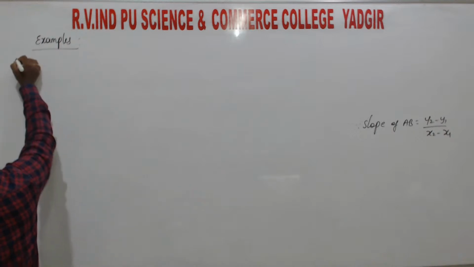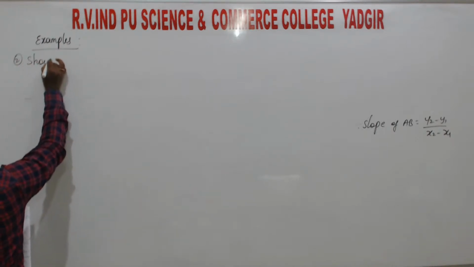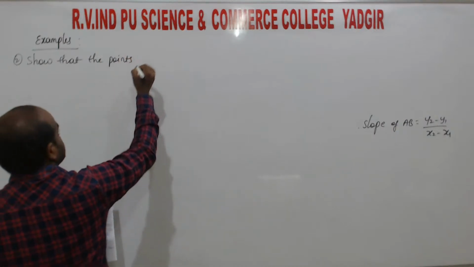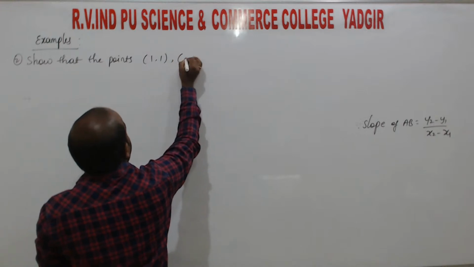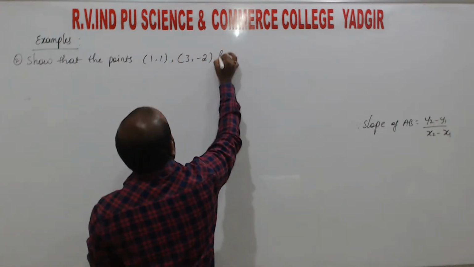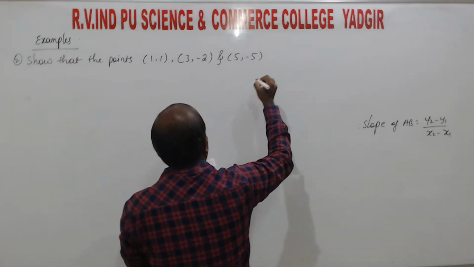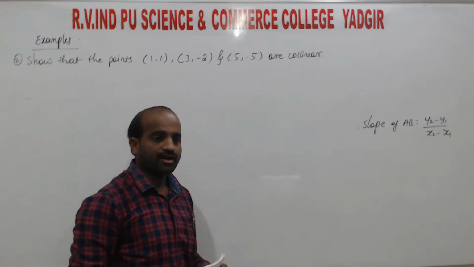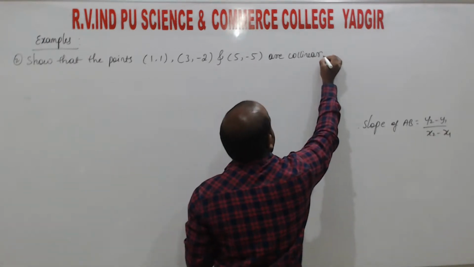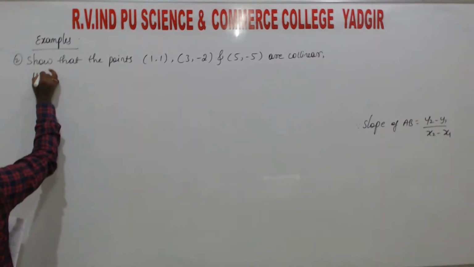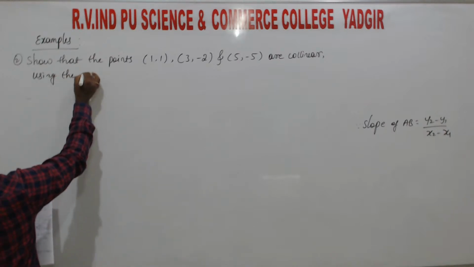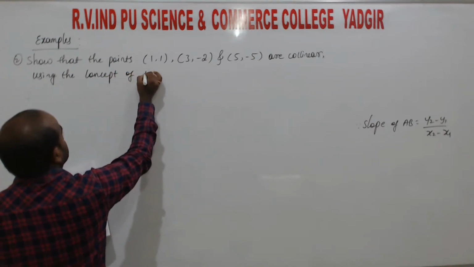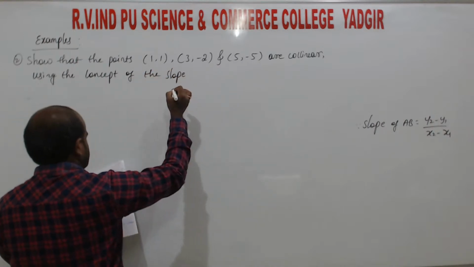Question: Show that the points (1, 1), (3, minus 2) and (5, minus 5) are collinear, using the concept of the slope of the line.